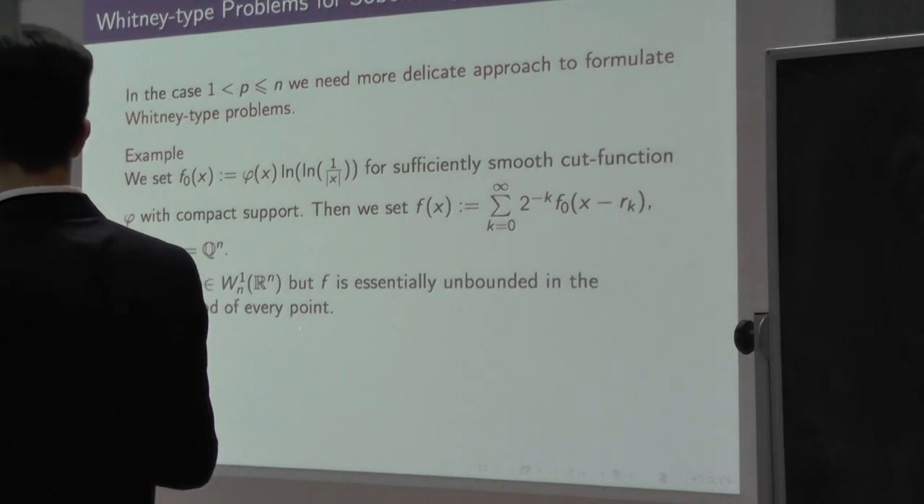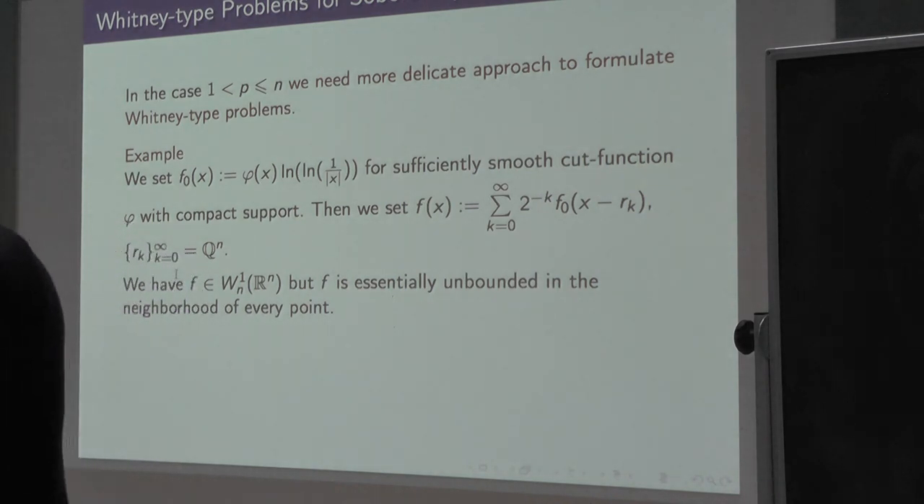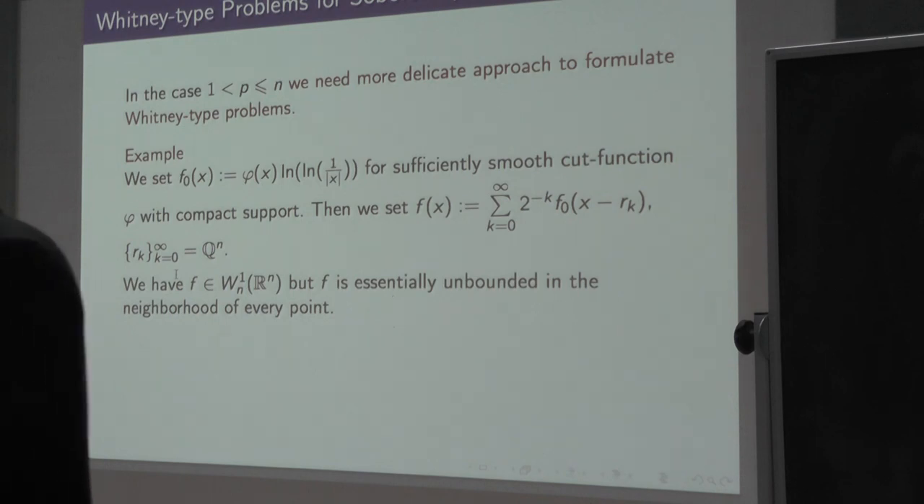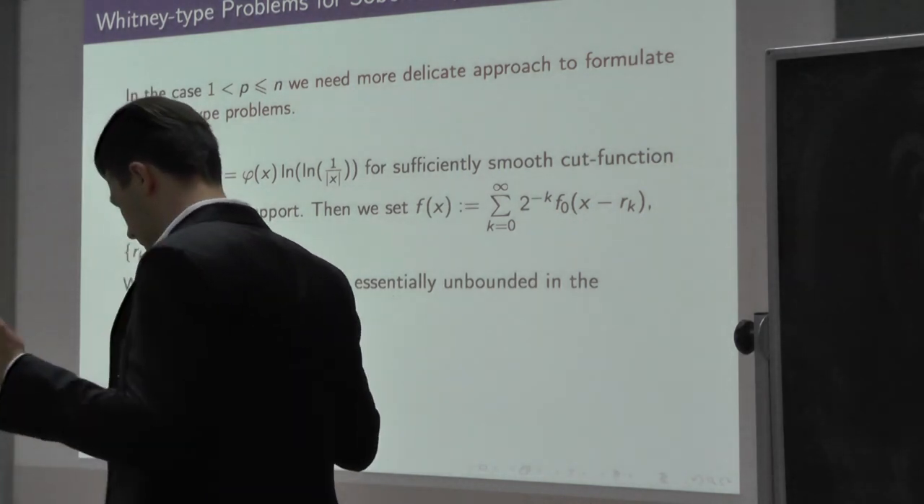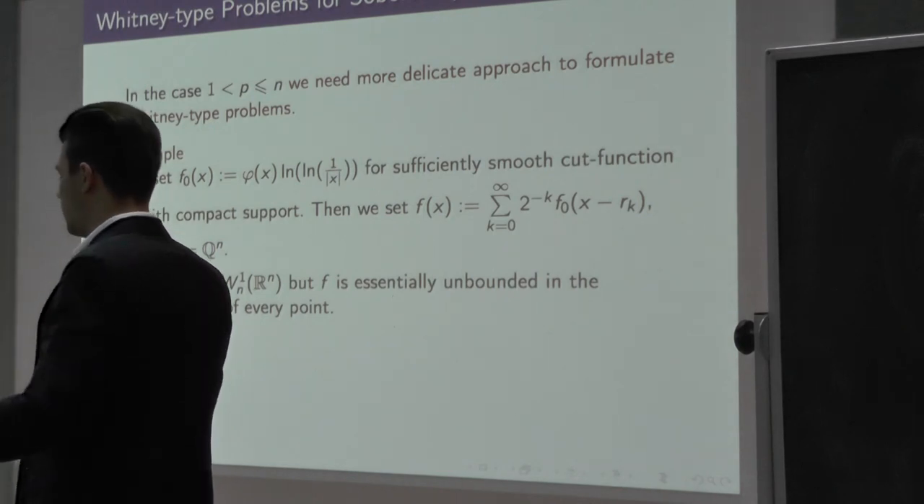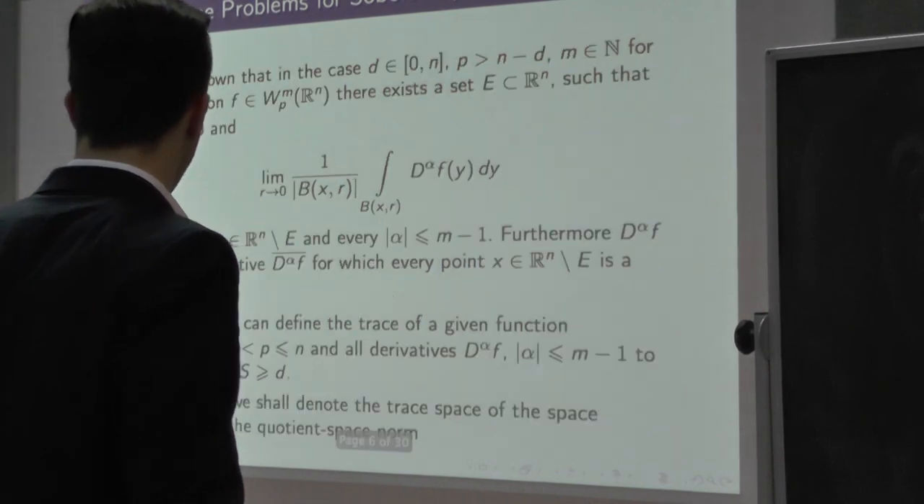It's not difficult to show that in this case the function f belongs to W^1_n, but f is essentially unbounded in the neighborhood of every point. So in this situation we can't define the trace as a usual restriction. And what should we do?